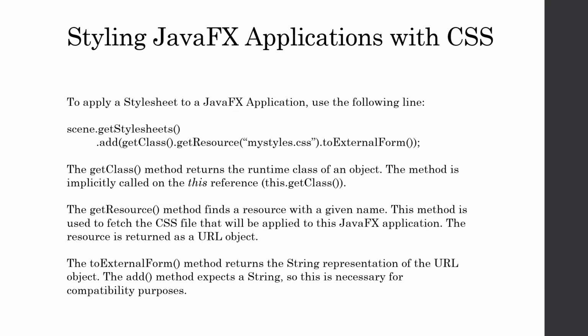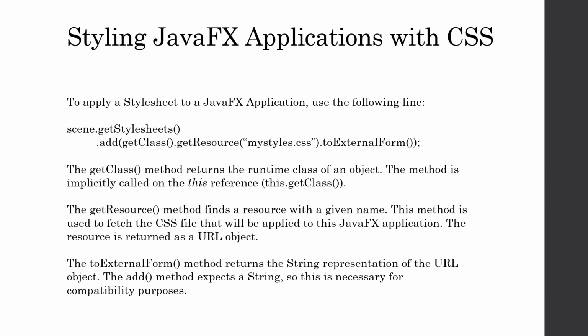And then the particularly interesting part of this statement is going to be what we need to put into that add method. So I've broken down each one of the three methods we're going to be using in there. So we're going to be using getClass, getResource, and toExternalForm. So the getClass method is going to return the runtime class of an object. So it's basically just telling you what class that object comes from, specifically when the application is running. In a moment you'll see why it is that at runtime is going to be so important.